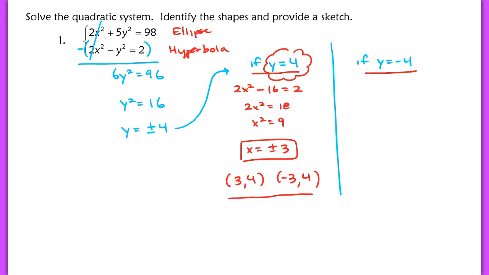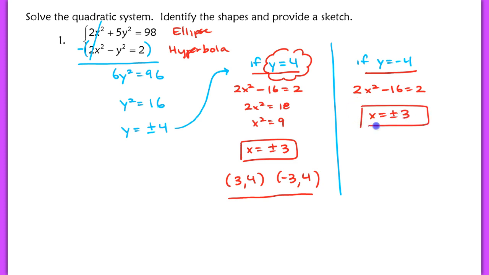Alright, now we can work with case 2. If y is equal to -4, we solve the system one more time just by plugging this value in. It doesn't matter which line you choose. Let's do the bottom line one more time. Here, if we plug in -4, we still get 2x squared minus 16 equals 2. If we plug in a -4 here, the sign out in front is still negative. Now if we solve, we already know the solutions here. The solutions to this equation are positive and -3.